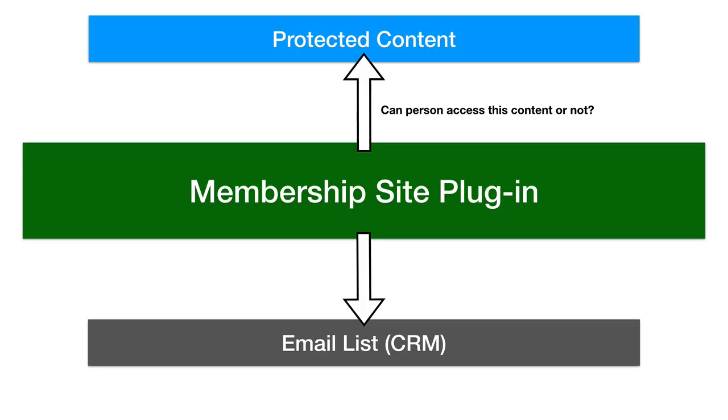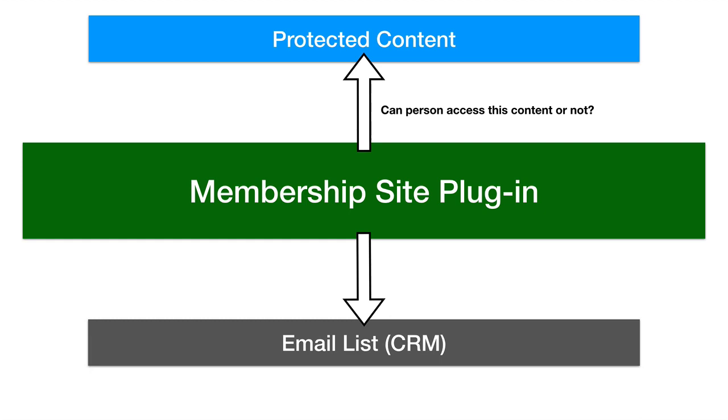Okay, if we simplify this and let's just take the blog out, let's just say we've got protected content here. The main job of the membership site plugin, whatever we're picking, is to determine whether the person can access that content or not. That's its basic job, okay? And then we've got that one-way flow to send those people into our email list when they buy something. So that's what the membership site plugin is doing. Sometimes your third-party system that's processing orders will send people into the CRM, but in a lot of cases, it's your membership site plugin actually doing that.